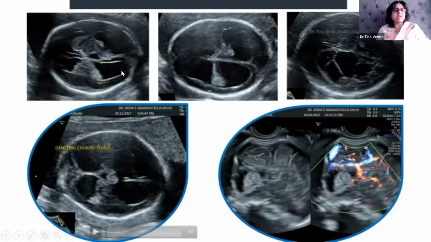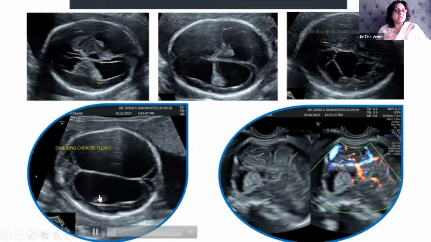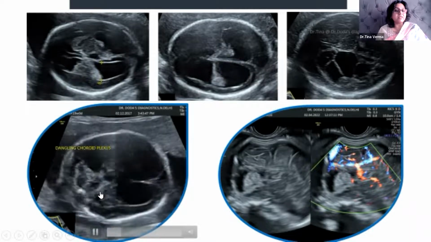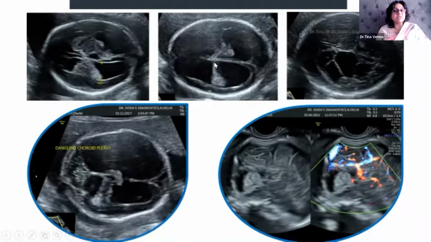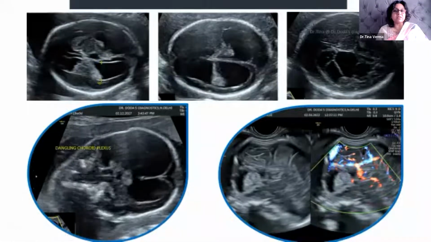Ventriculomegaly is not a diagnosis; many cases and many pathologies present with indirect signs of ventriculomegaly. There can be septations inside. We can see periventricular heterotopias. Here, this is the dangling choroid plexus. What do you mean by dangling choroid plexus? When there is severe hydrocephaly, we see that the choroid plexus is hanging like an earring. This is known as dangling choroid plexus.